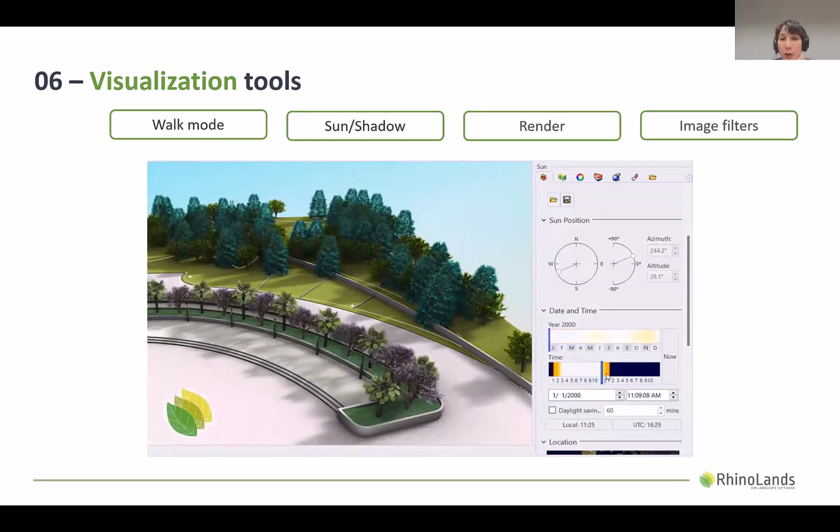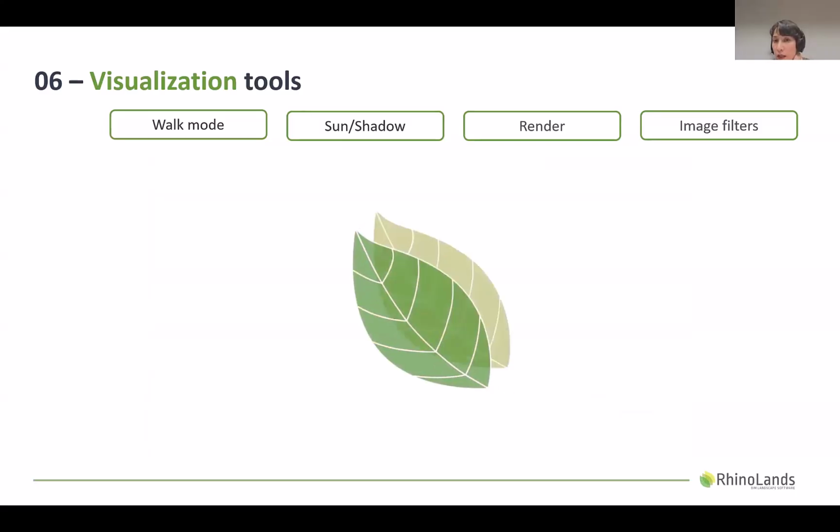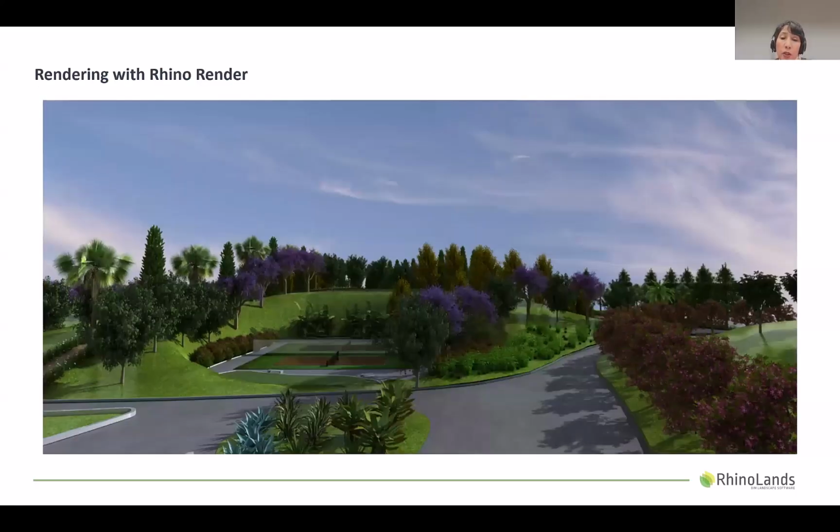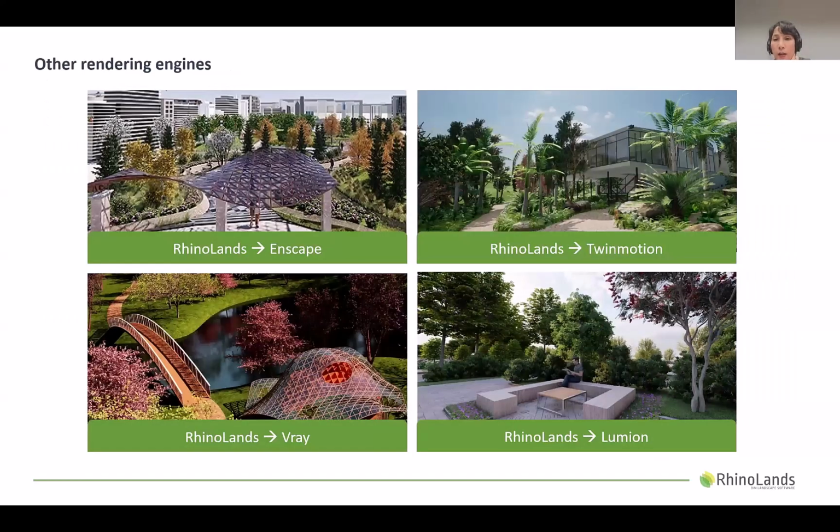Also, we have rendering possibilities. The most important render engines in the market are compatible with the program, and we have some image filters as well. Without using any external rendering engine, this is the Rhino render. This is the internal rendering engine of the program, so we can get a somewhat realistic result. But if you apply any other external render like Enscape, Twinmotion, V-Ray, or Lumion, these are examples of the results.